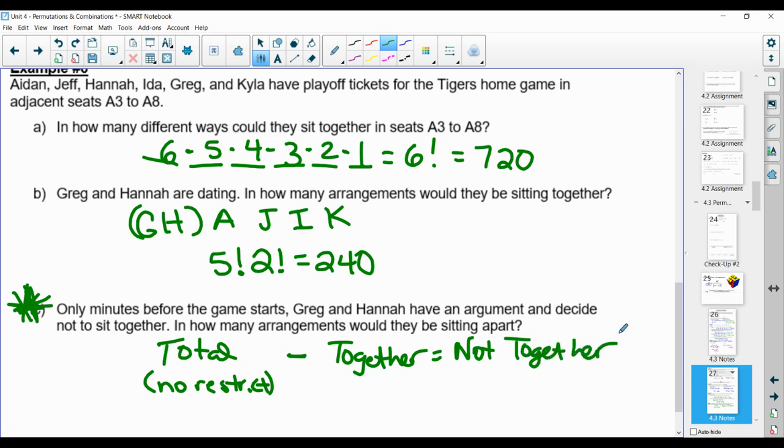So we knew from before that there were 720 ways for these 6 friends to arrange themselves. So that would be 720 minus the 240 ways that the 2 have to be together. And that's going to leave us with 480 ways that the friends are not going to be together.